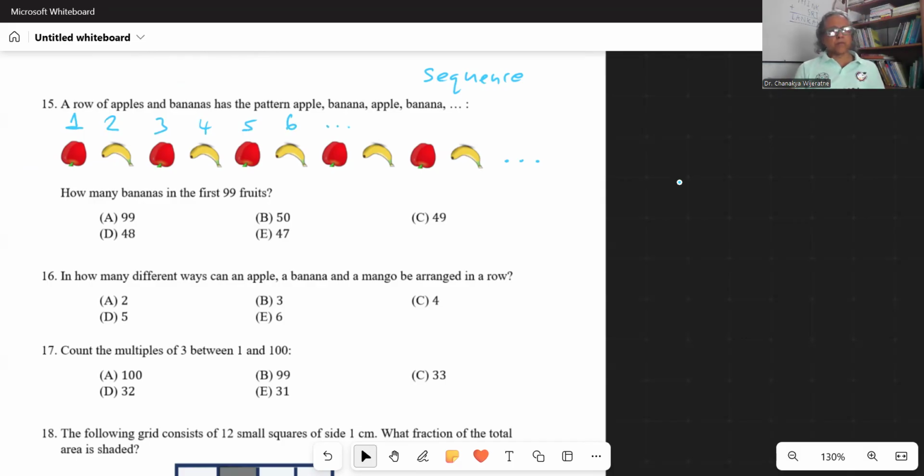Even numbers. So 99 is an odd number, so the 99th fruit would be an apple. It would be an apple. And then the 98th one is even. It has to be a banana. So in 98 fruits, half of them should be bananas because our bananas are at even numbers. So half of 98 is the number of bananas that we have in 98 fruits and also in 99 fruits, because the 99th fruit is an apple. So that is actually 49. So that's the answer.